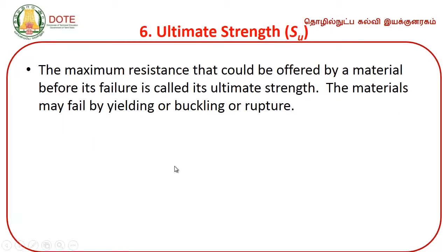And the next one is the strength of the material. Of course, strength is nothing but the load carrying capacity of the material. Ultimate strength is nothing but the maximum resistance that could be offered by a material before its failure. And the material, usually in steel structures, will fail by yielding or by buckling or by rupture. Of course, yielding is the flow of material within the cross section, and buckling, of course, is also the same effect.